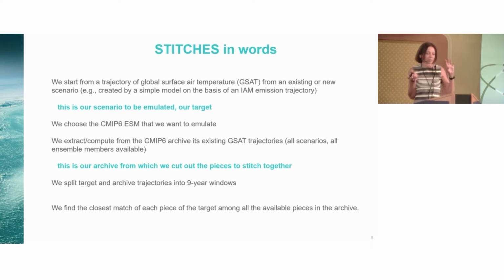And this constitutes our so-called archive from which we cut the pieces and we stitch them together to approximate our target trajectory. So we do so by splitting both the target and the archive trajectories into, let's say, 9-year windows. We use 9 years as a trade-off between having pieces that are small enough to create something new out of the old, but also to allow for some accounting of the internal variability. And the idea now is that for each of the windows in the target trajectory, we find the closest window in the archive trajectory, and we gather all these nearest neighbors for each of the windows, and we stitch them together. So let me just show you a figure.